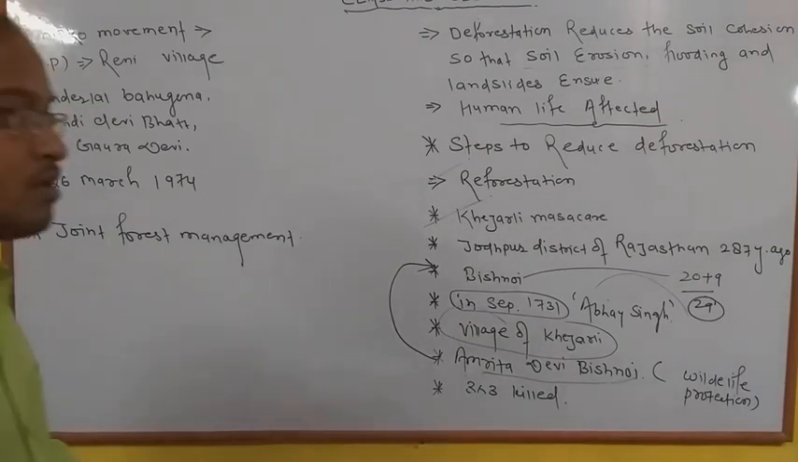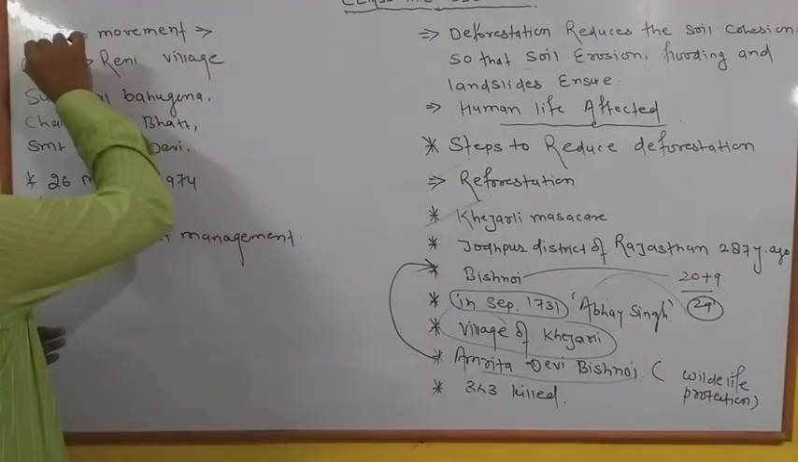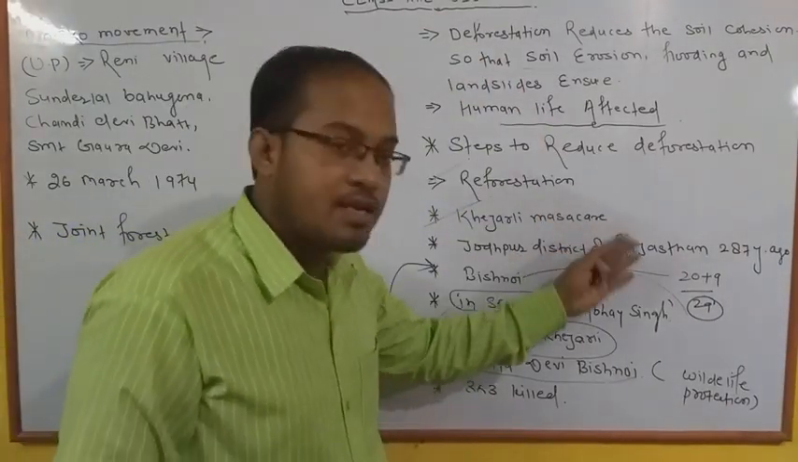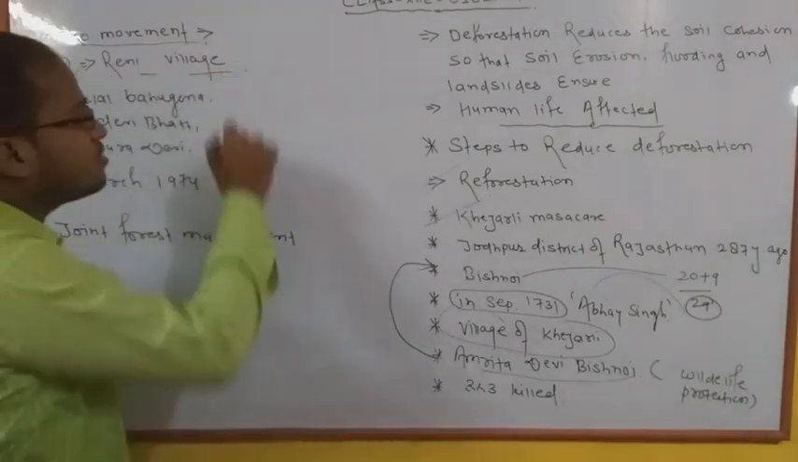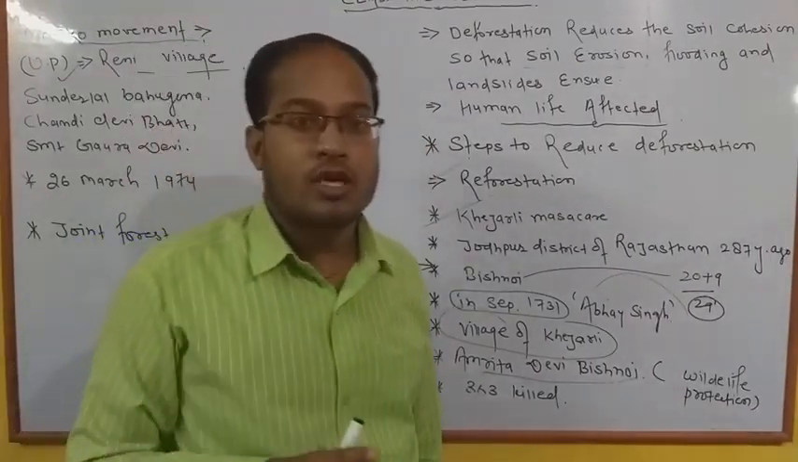So here we have to discuss the next movement and that is the Chipko movement. Okay, and this movement is also correlated with the Khezarali massacre, but it is different from that. Okay, it was held in UP, Uttar Pradesh, in Reni village. I think it is at a distance of approximately 22 kilometers from the Indo-Tibetan border.